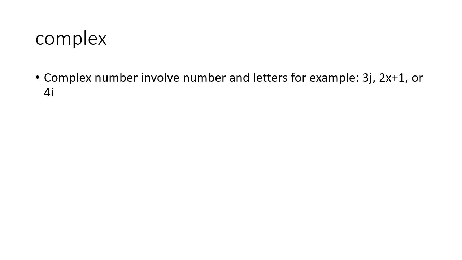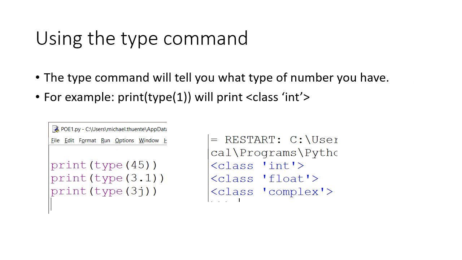A complex number, which you won't use very often, especially initially, involves numbers and letters, for example, like 3j, 2x plus 1, or 4i. So you can use that if you are doing algebra type things. Like I said, might use that later, but probably not right away.